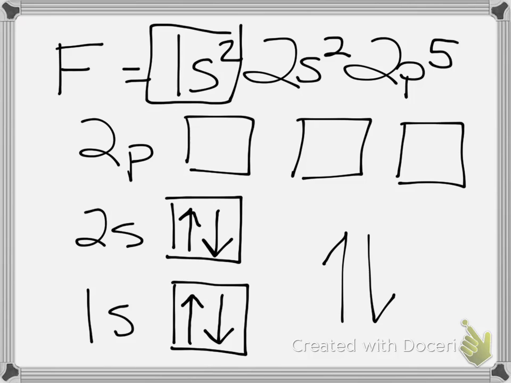Okay, so now I get to 2p. I've done 1s, I've done 2s. Now I'm on to 2p. Remember, I have to fill each box first with one electron before I can go back and start to pair them. So here's one electron, 2 electrons, 3 electrons. Now every box in this orbital has been filled with at least 1 electron.